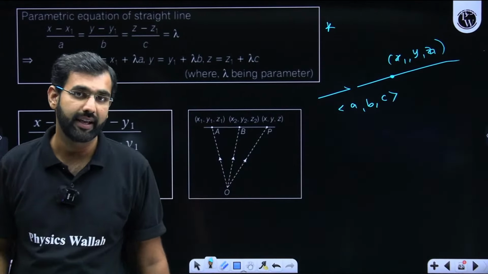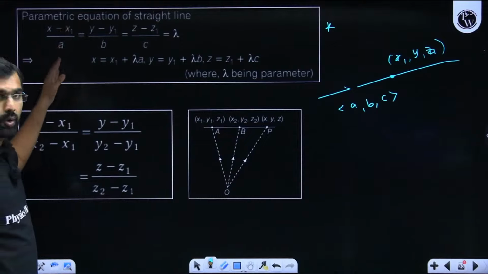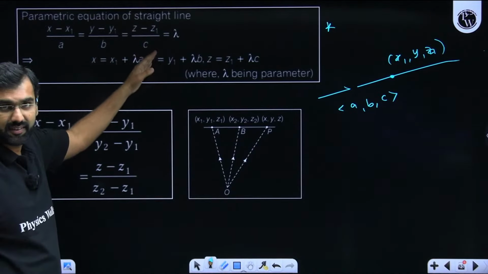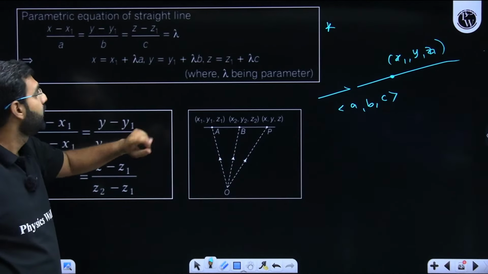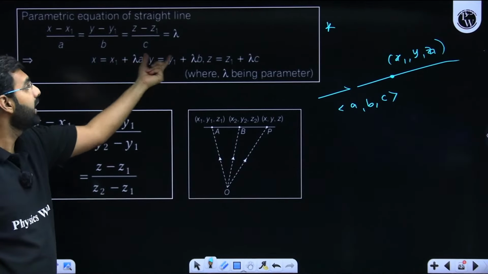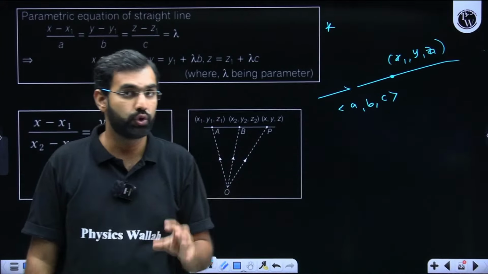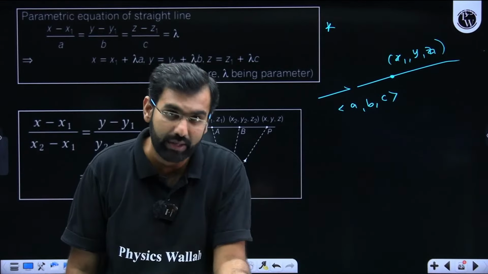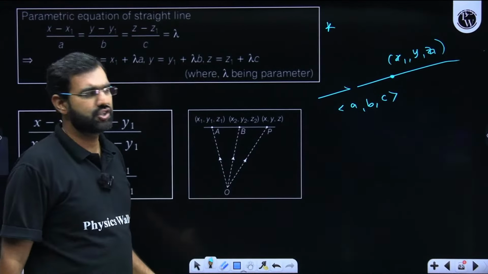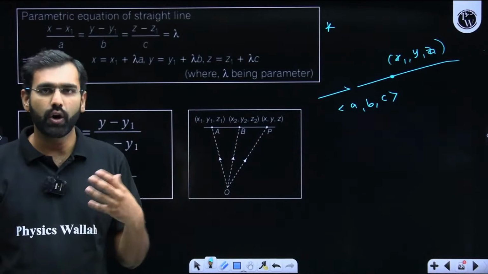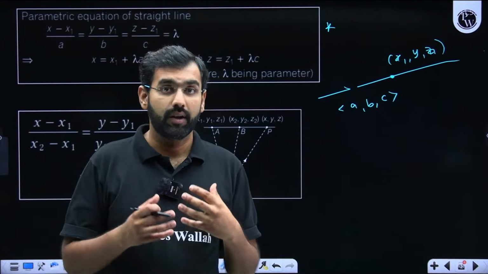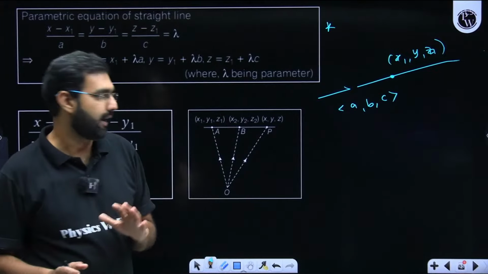So the equation of the line is given by (x minus x1) upon a, (y minus y1) upon b, (z minus z1) upon c. We put it equal to lambda. So we find x as x1 plus lambda a, y as y1 plus lambda b, and z as z1 plus lambda c. So this point lies on the line parametrically. Now, depending on the condition, if it is perpendicular or foot or image, you find the value of lambda. I hope you are understanding it.